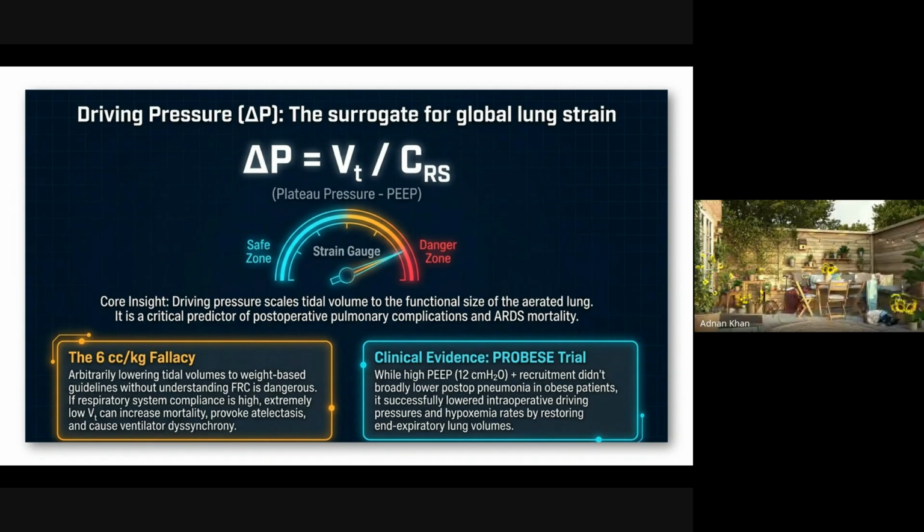This means that ventilation should not focus solely on a fixed tidal volume, such as 6 ml per kg or 7 ml per kg, but instead we should aim to optimize the lung recruitment and compliance while keeping the driving pressure as low as possible.